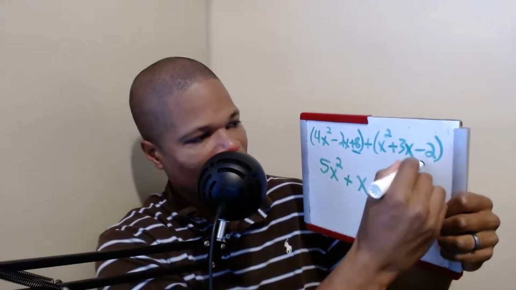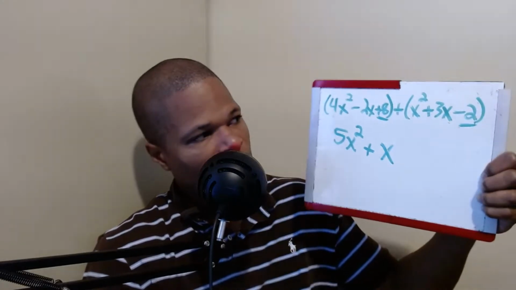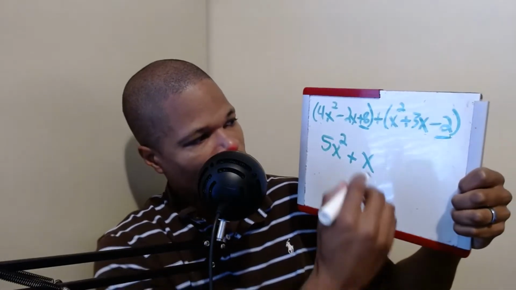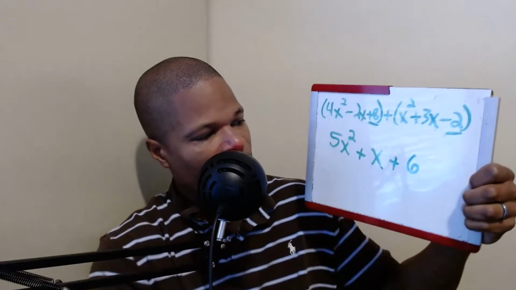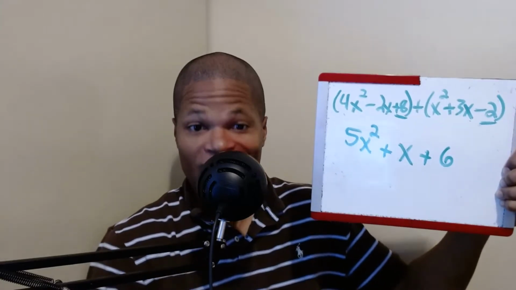Lastly, you put what are called the constants. Those have no variable. And so we've got 8 plus a -2. If you add those up, that's going to be positive 6. And so you say plus 6. Guess what? We're done.